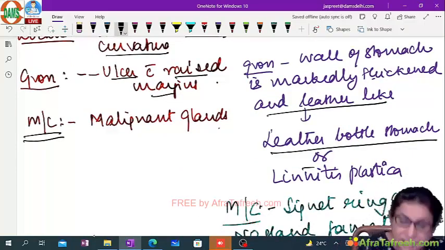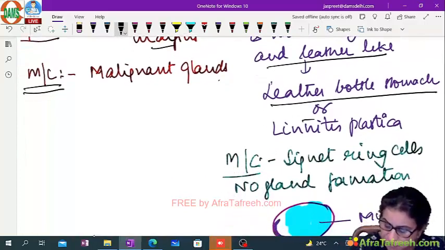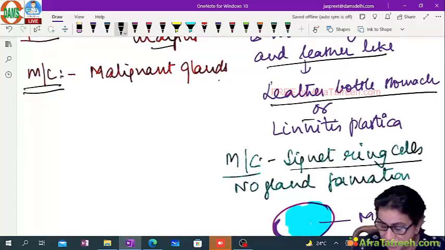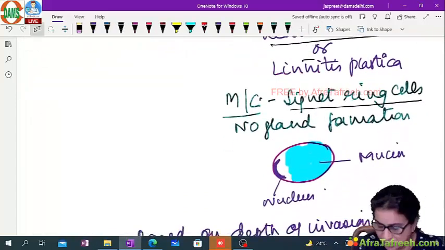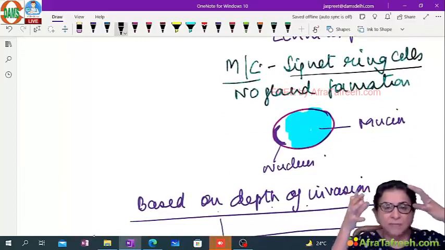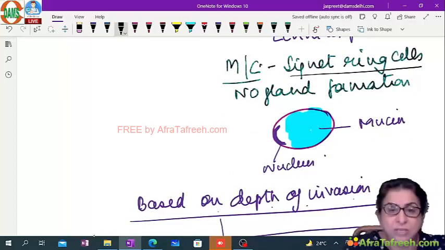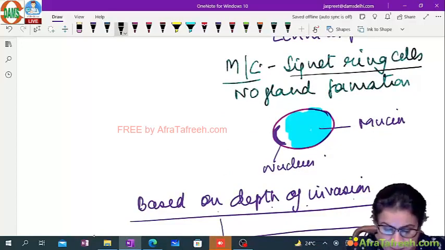In intestinal type, if you do a microscopic examination of this malignant ulcer, you will see malignant glands. Whereas in diffuse type, if you do a biopsy, you will find the malignant cells are signet ring cells. No gland formation is seen here. So what is a signet ring cell? It has a big blob of mucin in its cytoplasm that pushes the nucleus to one side.